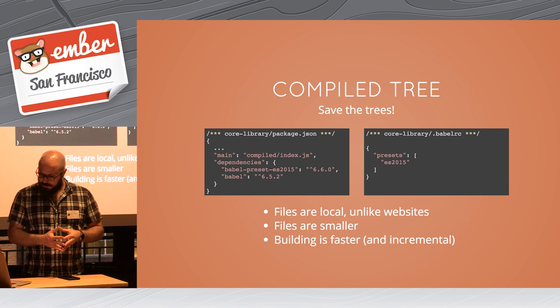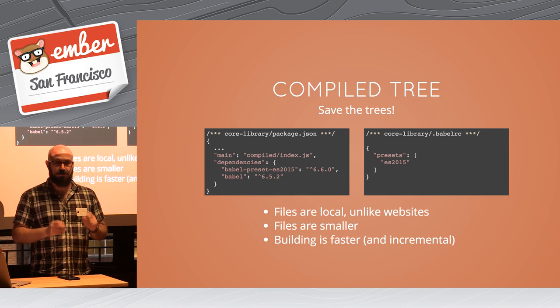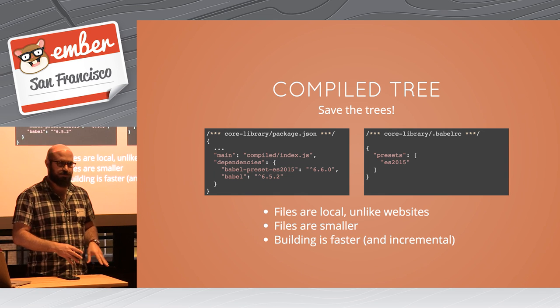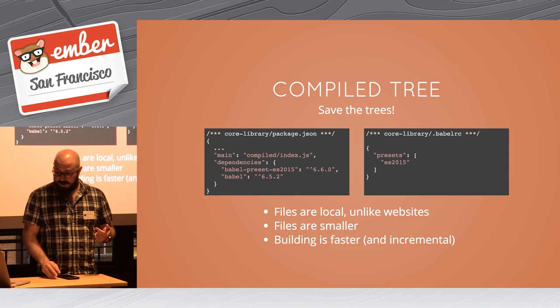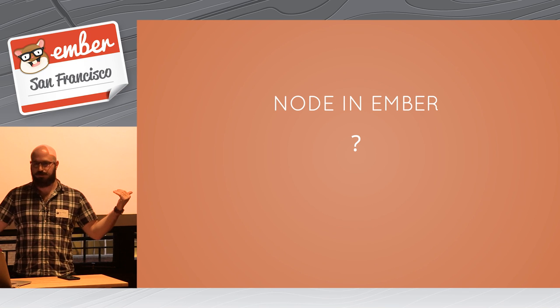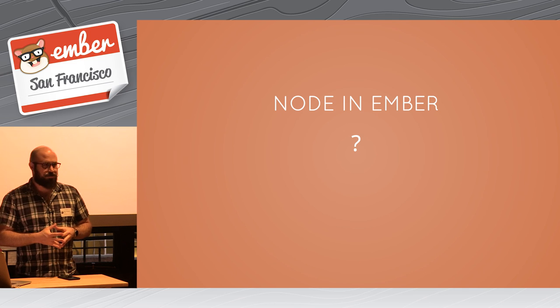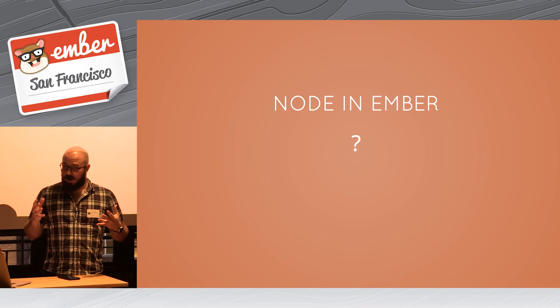But files are local, they're smaller, and the building is faster if you go from a source tree to a build tree, and incremental changes are faster. If you went to one giant build file, even though one small file changed, you'd actually have to regenerate a 1 megabyte distribution file. So getting to the actual point, how do we bring Node and Ember together?